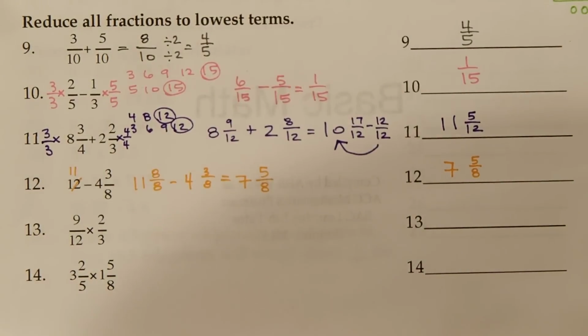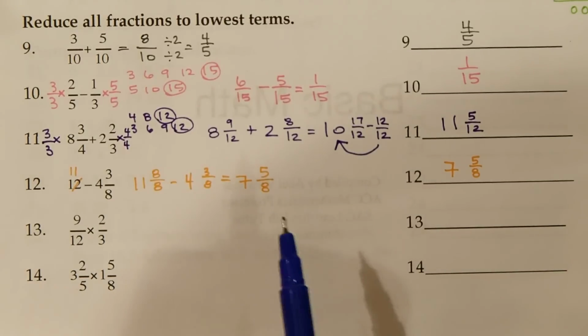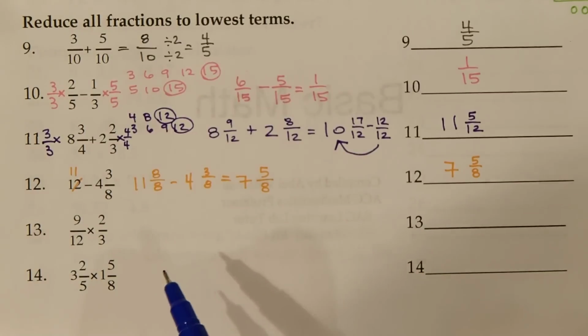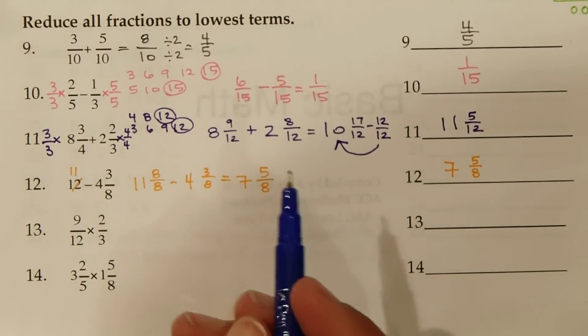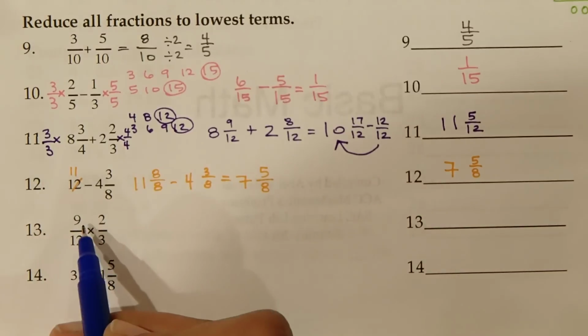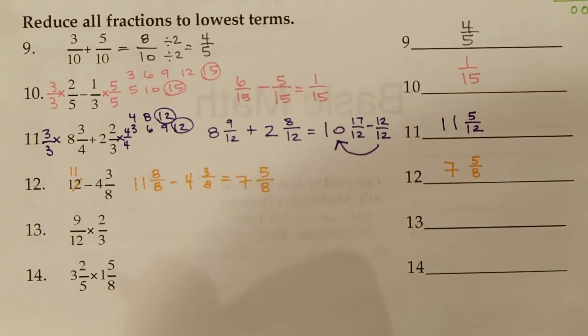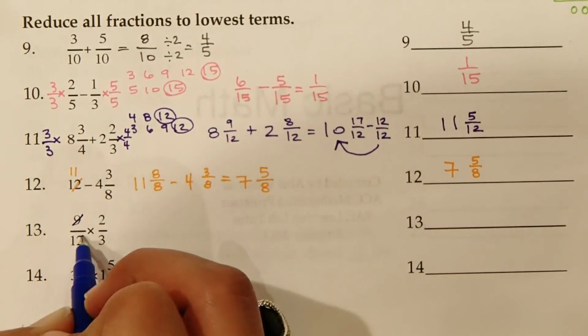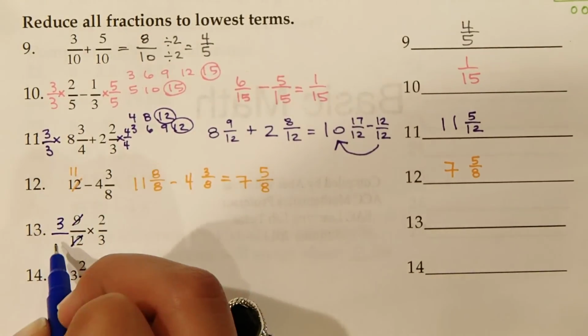Next one. All right, so if we're multiplying fractions, this is nice and easy. We can just multiply top times top, bottom times bottom. But something to note, that'll make your life a lot easier, is that you can cross reduce. And what I mean by that is you can say, okay, 9 over 12, can I reduce that? Yes, they can both be divided by 3. So this is going to become 3 over 4.